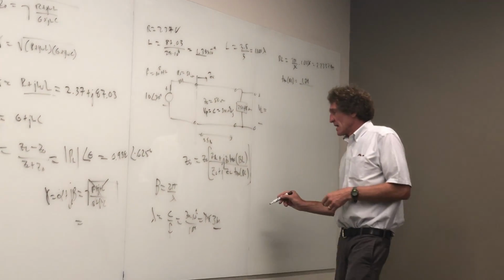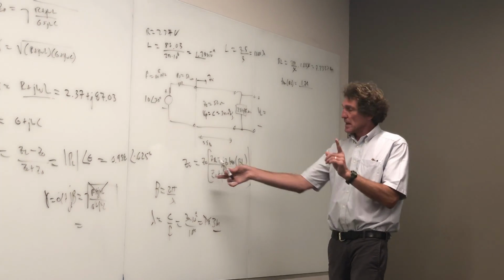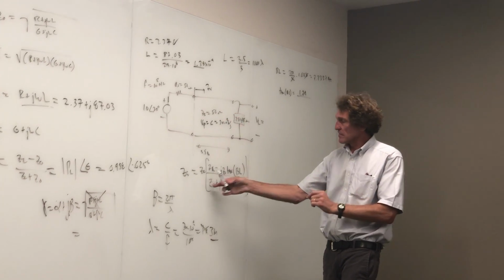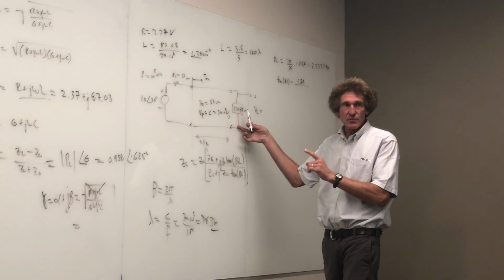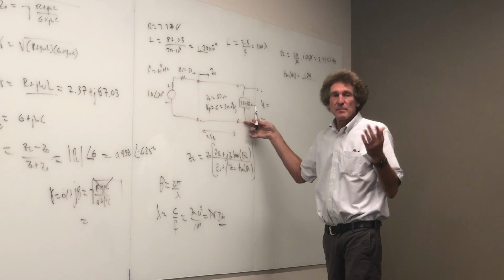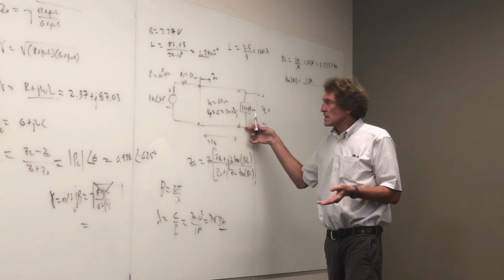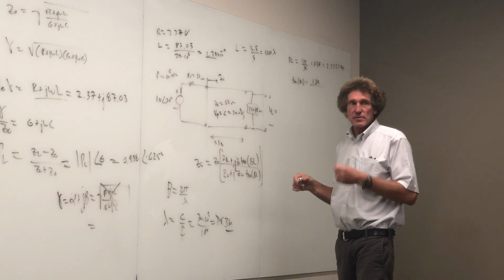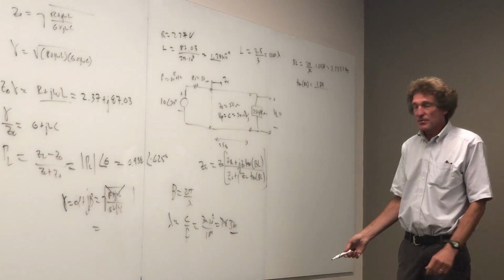Now, when I have that, you go in and I've got Z naught here is 50, right? I've got ZL is 25 plus J 25. Put those in memory. You have many memory slots, right? So put 50 in one and 25 plus J 25 in one. And then do the calculation.